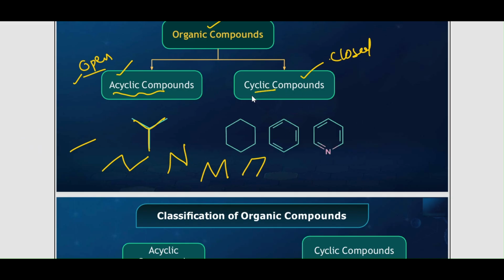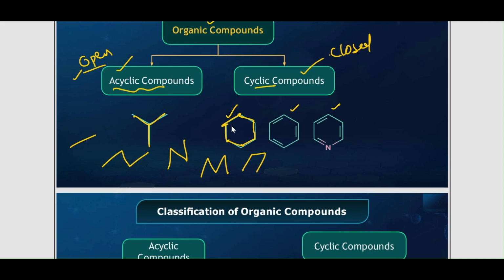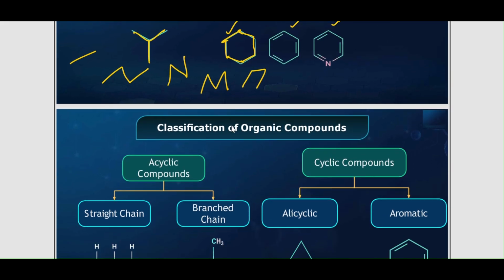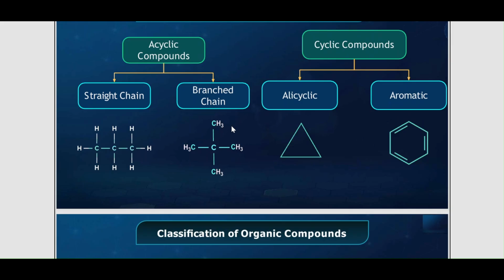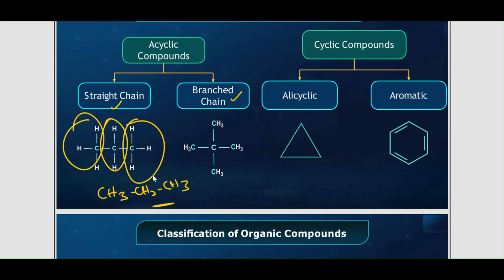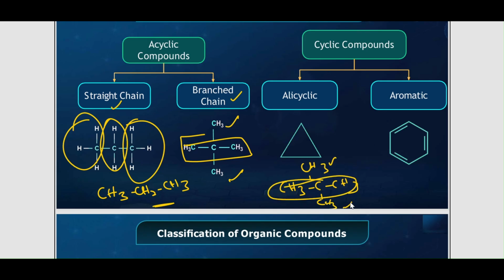Now cyclic compounds are nothing but closed chain. You can observe here, closed. The carbon atoms are arranged in a closed format. Clear? You can observe here and here. These acyclic and cyclic compounds we have already discussed, but here we are going into detail. Acyclic, you can observe, is of two types: straight chain and branched chain. In straight chain you can observe CH3, CH2, CH3, with no branch. But here there are two branches. This is the main chain, and these are called branches.